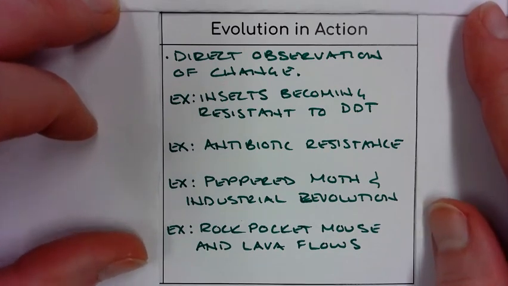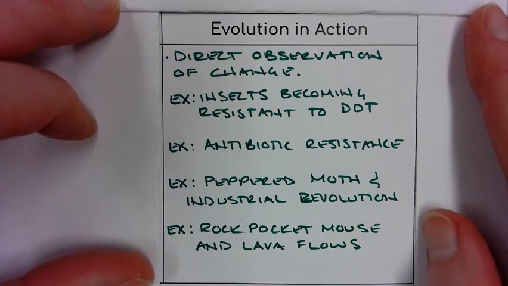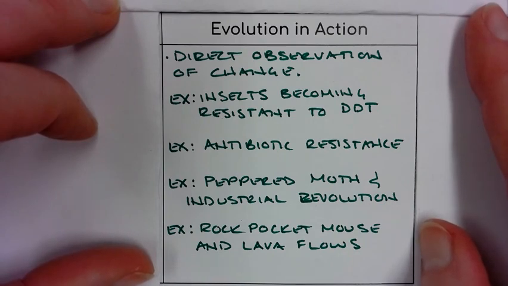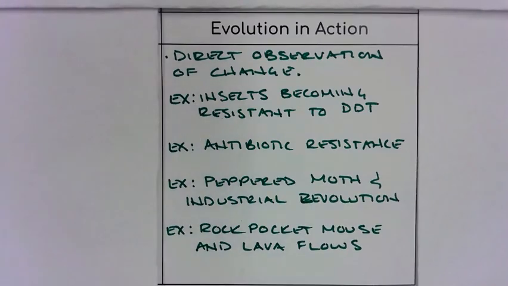Here in the United States, we've seen the rock pocket mouse that usually lives in fields with a brown background. However, if there are lava flows out there, the ones with a darker color tend to survive. That's it for FAB MAE.